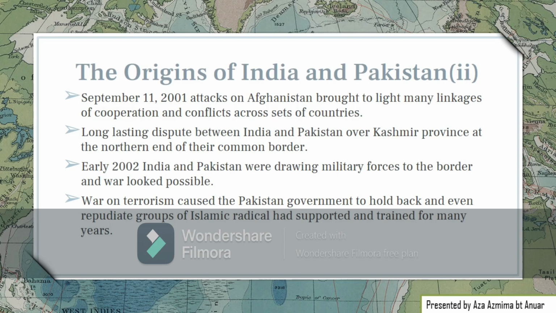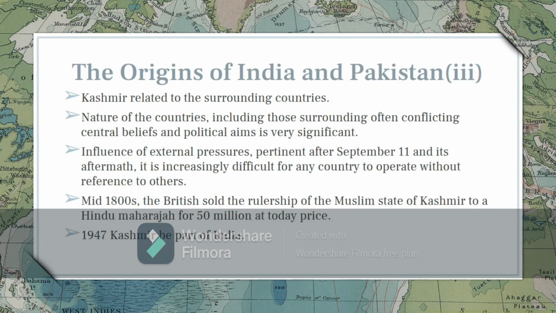Kashmir related to the surrounding countries. The nature of the countries, including those surrounding, often has conflicting cultural beliefs and political aims that are very significant. The influence of external pressure is pertinent after September 11 and its aftermath. It is increasingly difficult for any country to operate without reference to others. In mid-18, the British sold the ruler hold back and even repudiate group of Islamic radicals who had support and training for many years.